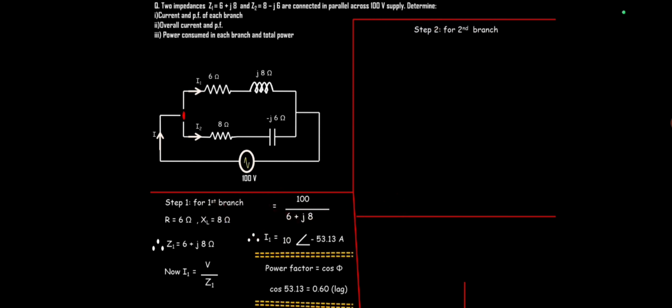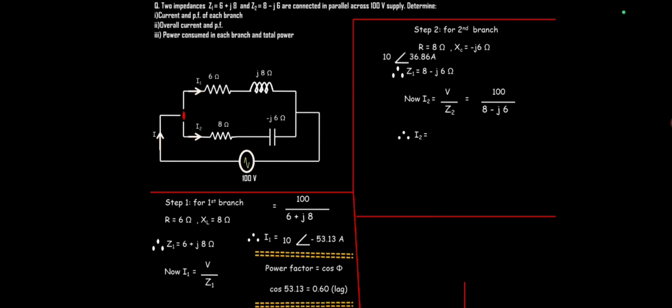In the same way, we can find out the current and power factor of the second branch. For the second branch, Z2 is given as 8 minus j6. So I2 will be equal to V by Z2. Let us put the values: 100 upon Z2, that is 8 minus j6. So I2 comes out equal to 10 at an angle of 36.86. So we got magnitude and angle phi.